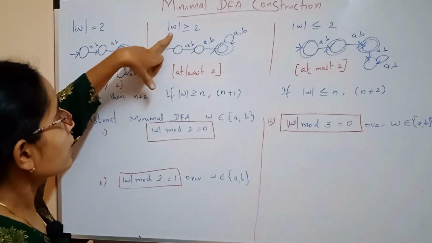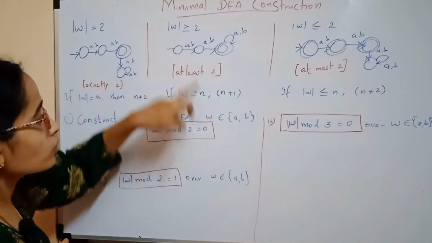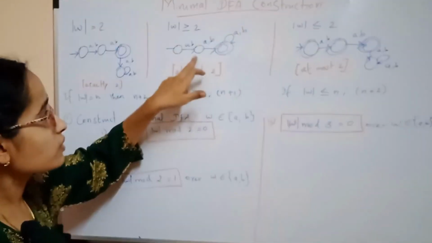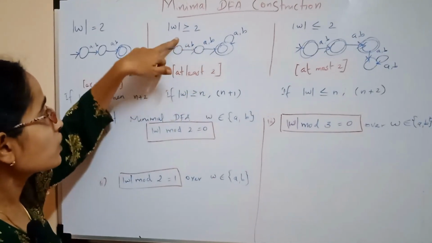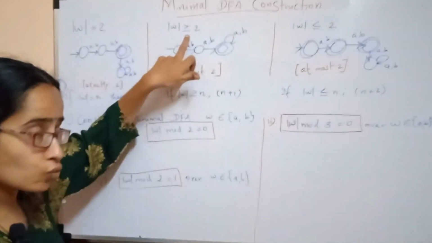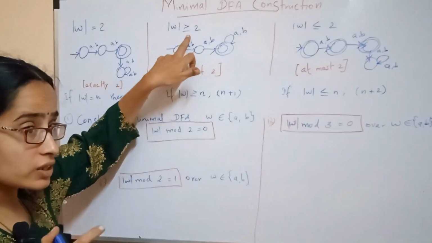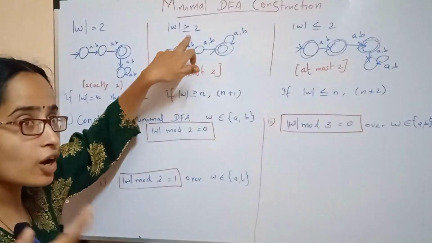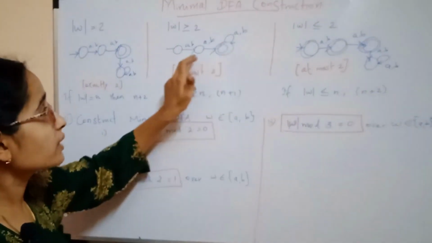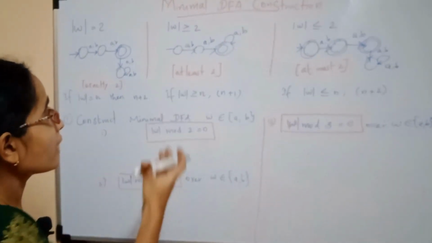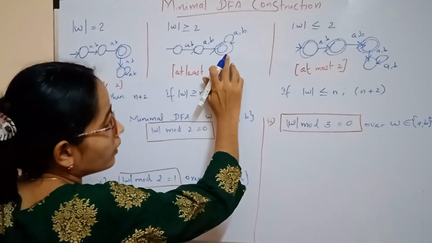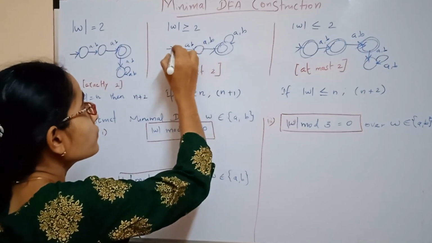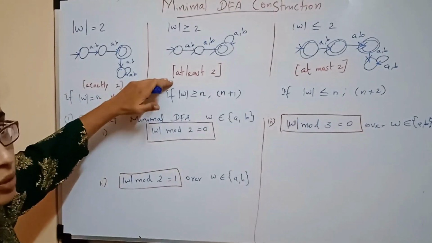But when the length of the string w is greater than or equal to 2, the formula is n plus 1, which means 2 plus 1, which is 3 states. What is the meaning of this? At least 2 means the length should be at least 2, and it may go beyond 2 also. So 2, 3, 4, like that it will accept. In that case the diagram will have the third state as a final state, but no more states after this. So we have only three states. This is what we learned in the previous lecture.